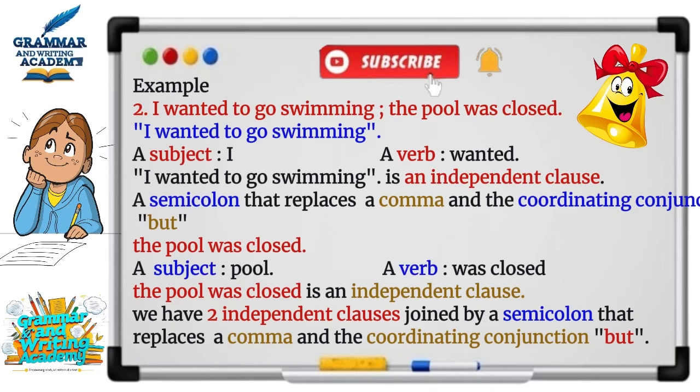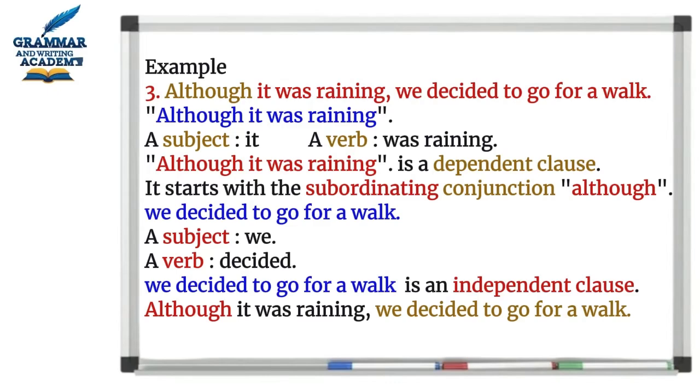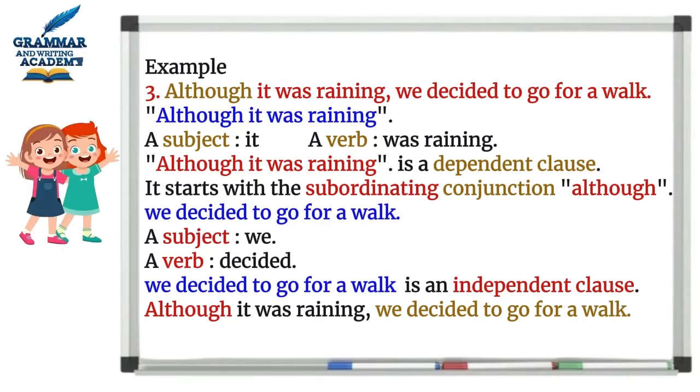Let's have more examples. Example 3. Although it was raining, we decided to go for a walk. Although it was raining. Here we have a subject which is it, a verb phrase which is was raining. Though we have both a subject and a verb, we don't have a complete idea. That is why, although it was raining is a dependent clause. It starts with the subordinating conjunction, although.